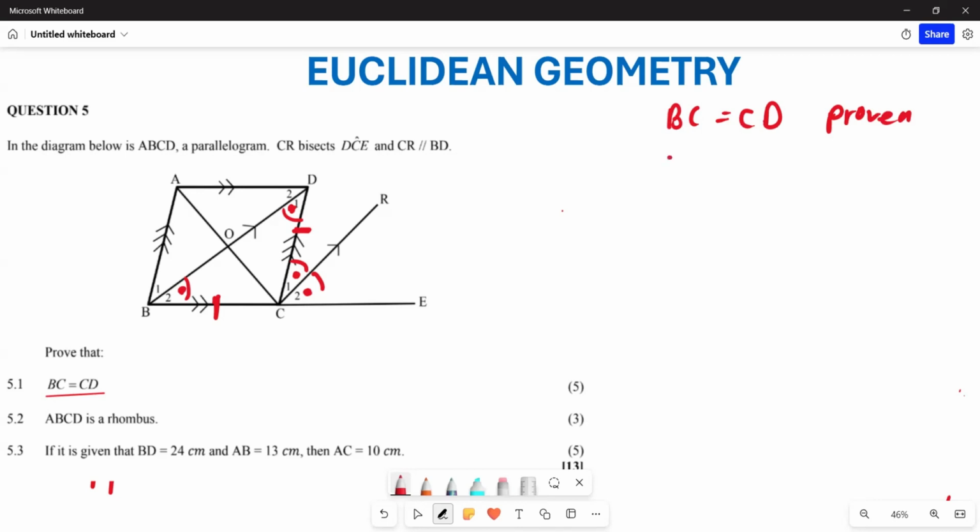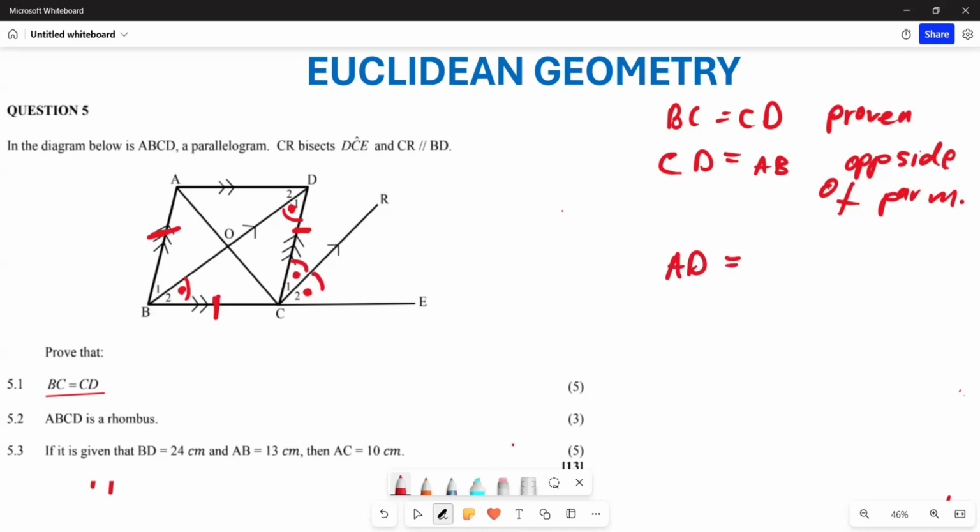And also, can you see that my CD is equal to my side AB? What is the reason there? This is going to be opposite sides of a parallelogram. Remember that a parallelogram has opposite sides that are equal to each other, which means this side is equal to this side. The same is true: you can also say, look, my AD is equal to my BC. What is the reason there? My AD is parallel to my BC. This is also going to be opposite sides of a what?